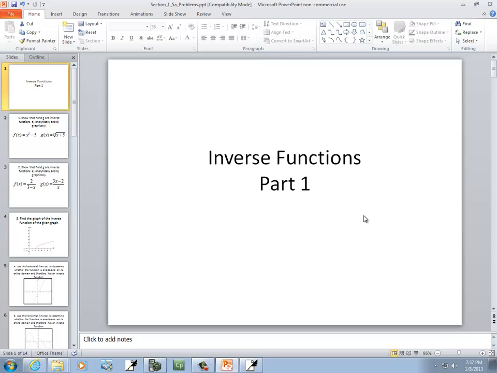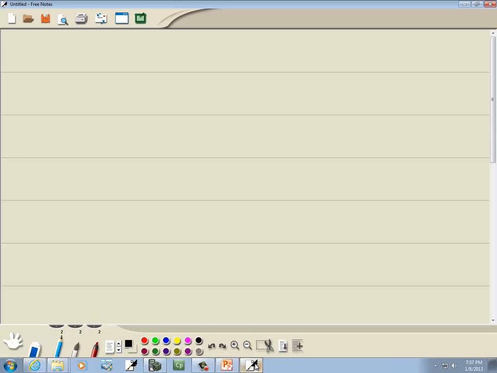Let's take a look at inverse functions, and this is part one. I've split this into the algebra part and then the trig part. Now, let's first talk about some of the definitions that you've seen in the past. A little bit of review.